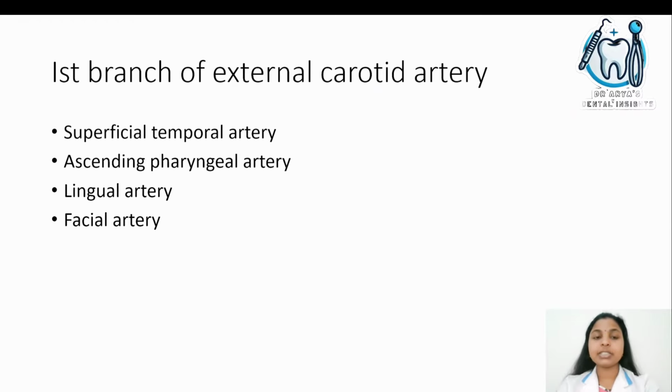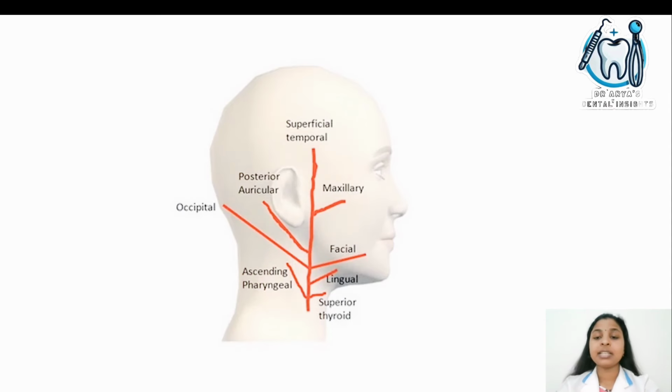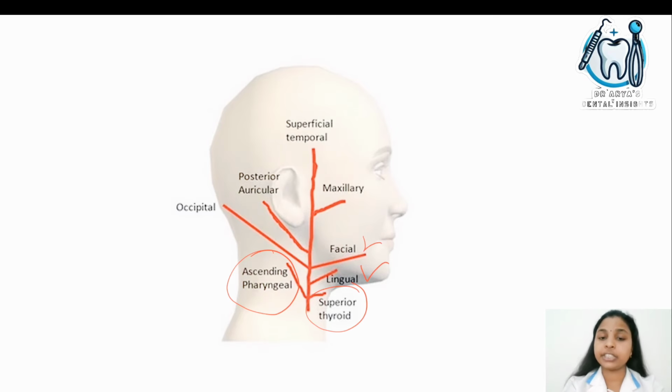So coming to the next question, which is the first branch of the external carotid artery? The options are superficial temporal artery, ascending pharyngeal artery, lingual artery, and facial artery. So coming to the discussion part. Which are the parts of the external carotid artery? It is ascending pharyngeal artery, superior thyroid, lingual, facial, posterior auricular and occipital, then superficial temporal and maxillary. So these are the various branches of the external carotid artery.